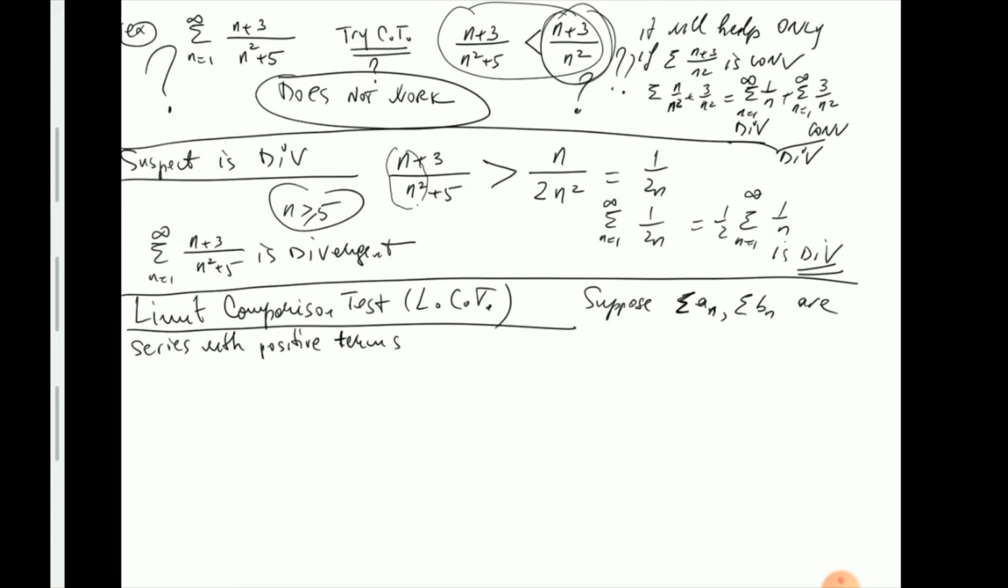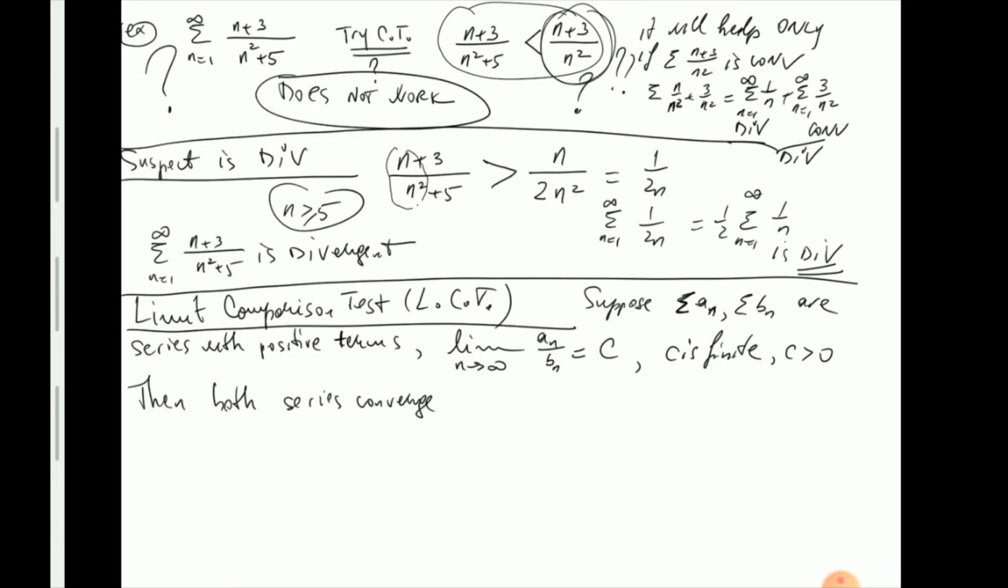So suppose these are series with positive terms, and suppose that the limit as n goes to infinity of an over bn is equal to c, where c is finite and positive, so a positive constant. Then the limit comparison test states that both series converge or diverge. So as Bn is, so is An.